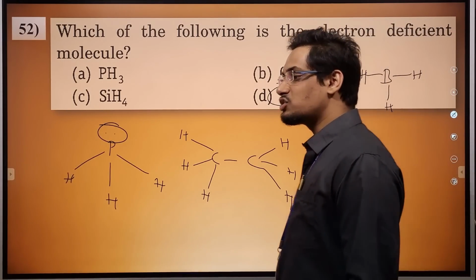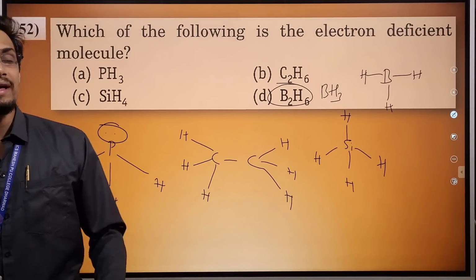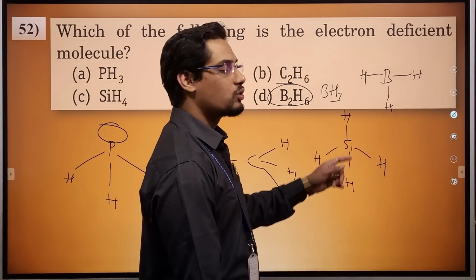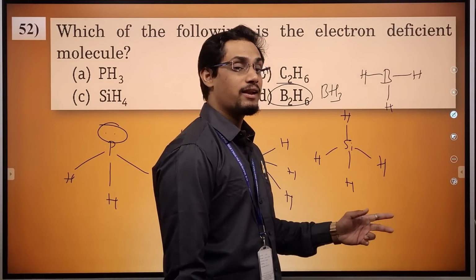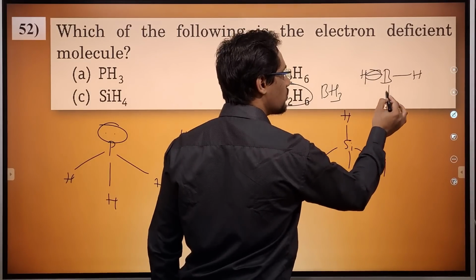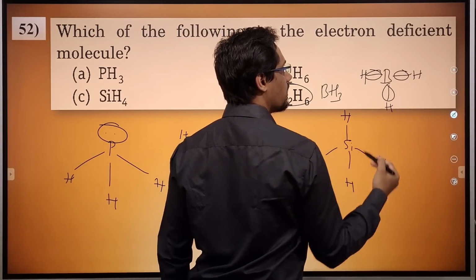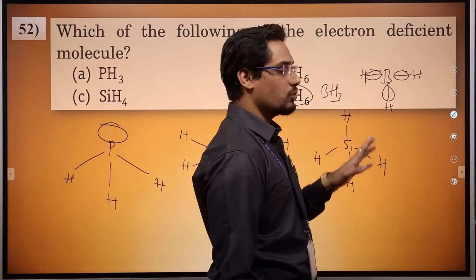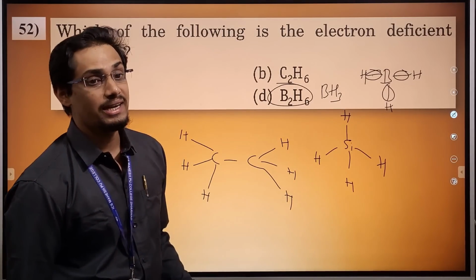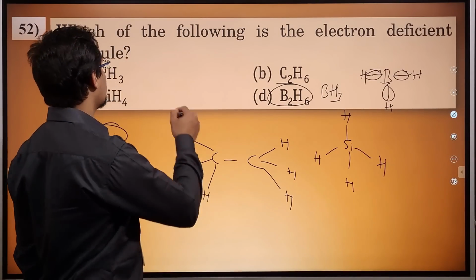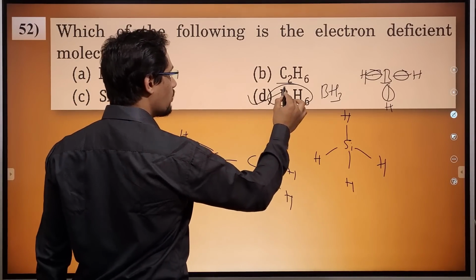To complete its octet, it still requires 2 electrons. Correct? To complete its octet, it still requires 2 electrons because this is 2, 1 bond means 2 electrons. This is 2, 2, 2. Totally 6 electrons. To complete the octet, it requires the remaining 2 electrons. So that's why the answer is B2H6.